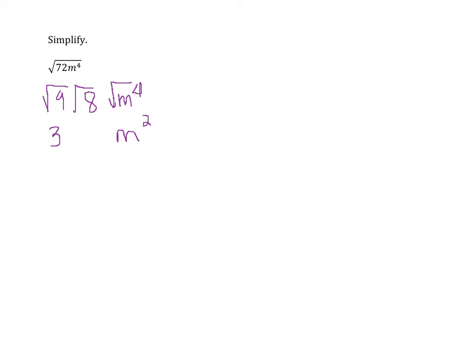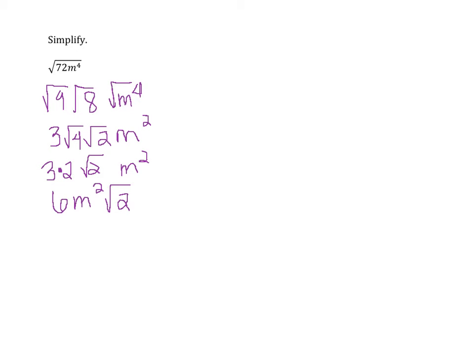Well, the square root of 8 actually can be written again as the square root of 4 times the square root of 2. And now I have 3 times the square root of 4, which is 2, square root of 2, and I still have that m squared. So in this case, I'm left with 6 m squared, the square root of 2.